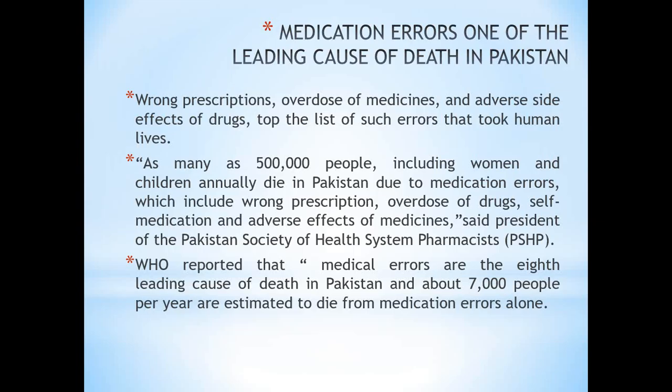This is the narration by the president of the Pakistan Society of Health System Pharmacists, that is PSHP, and he says that as many as 500,000 people, including women and children, annually die in Pakistan due to medication error, which includes wrong prescription, overdose of drugs, self-medication, and adverse effects of medicines. So he described four causes, and he says 500,000 deaths per annum in Pakistan due to these kinds of errors.